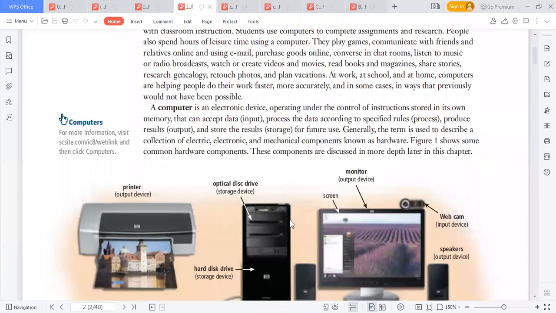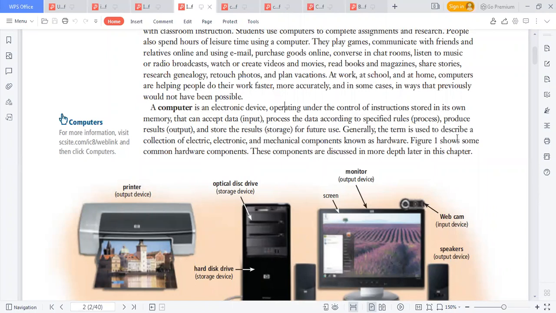So what is computer? A computer is an electronic device operating under the control of instructions stored in its own memory that can accept data. Data means what? Input. Then you have to process the data according to the specified rules. That means input and processing, and produce results. Result means what? Output. So the main function of a computer is what? Input, processing, and output. And we have to store the results, that means storage, okay, for future use.